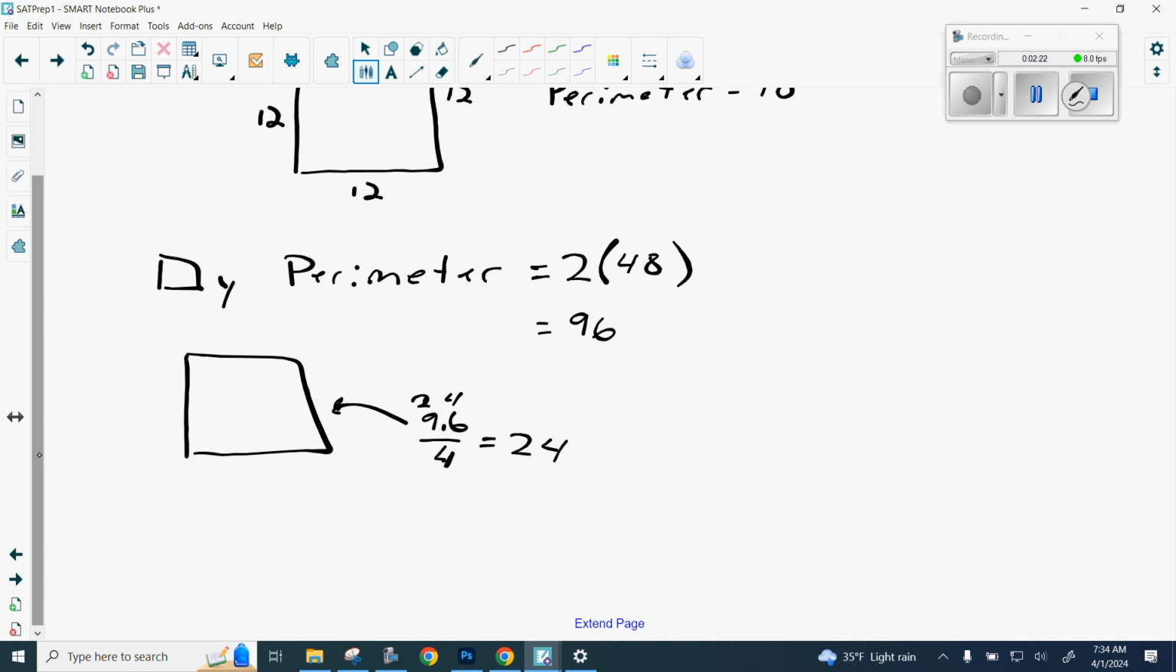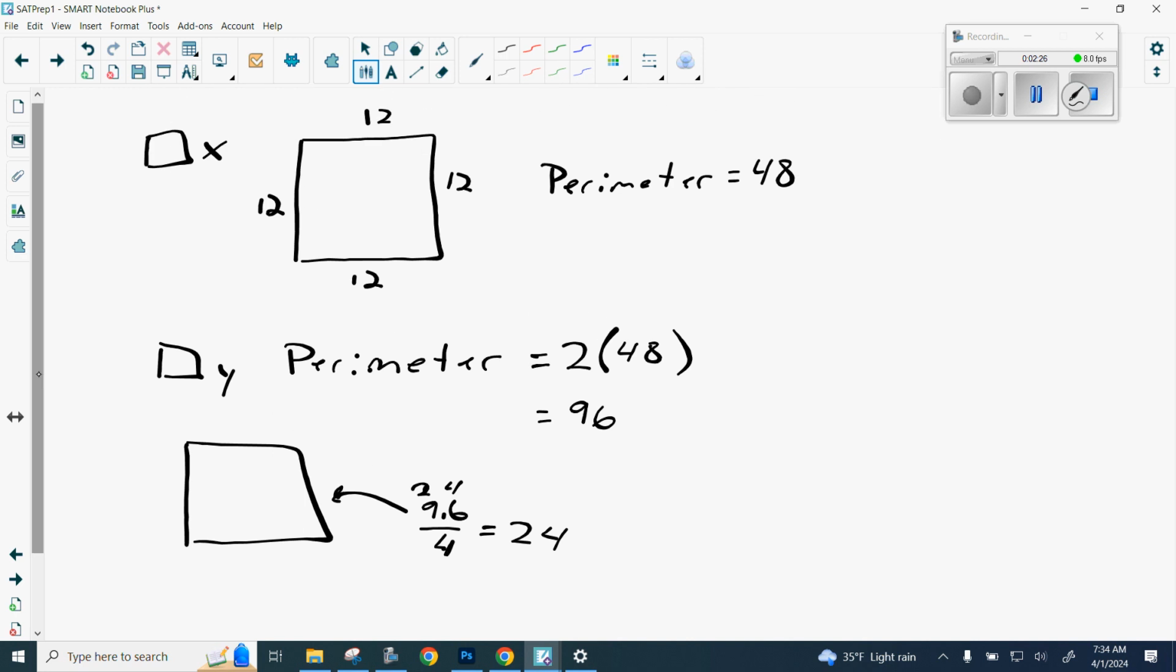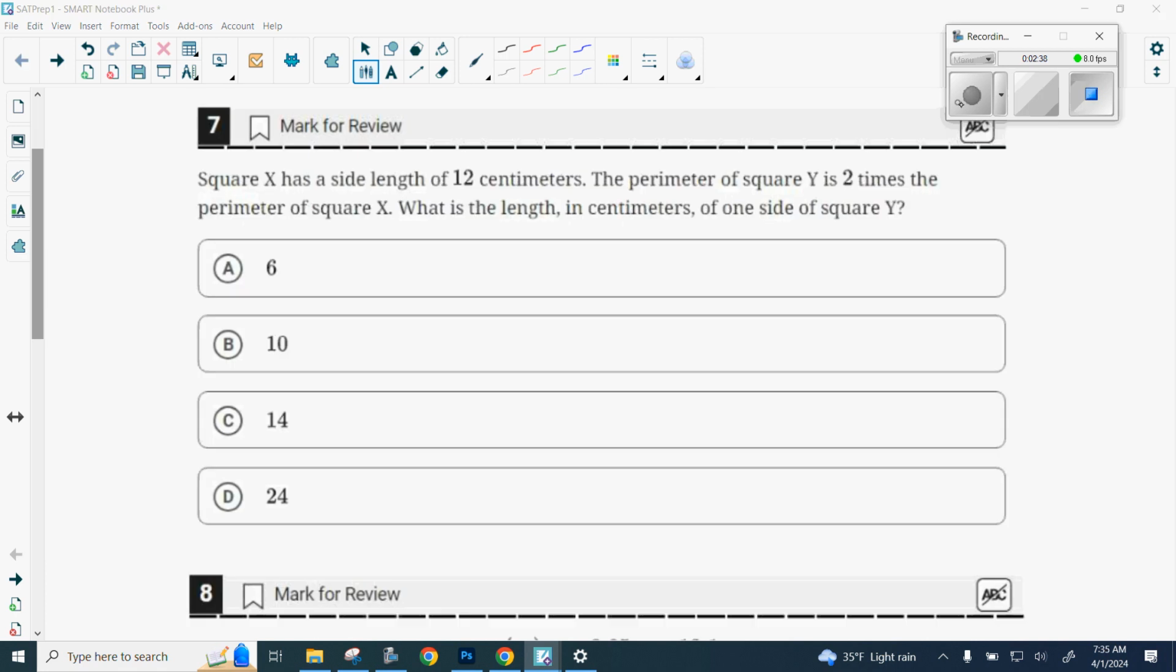That was a long, contrived way to do it, but I tried to get a little review as well of some geometry concepts while we're in here, right? You could obviously have just multiplied the side length by 4. All right, let's go on to the next one.